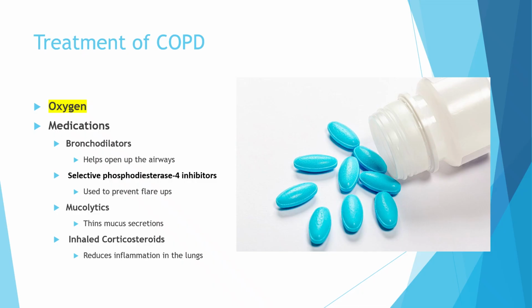We have selective phosphodiesterase 4 inhibitors, such as roflumilast. This medication is used to help prevent flare-ups of COPD. So this is to help, like I said, prevent it, not stop it once it's started. These medications have side effects as well. It might be unexplained weight loss, cough, diarrhea, and the worst one probably would be thoughts of suicide.